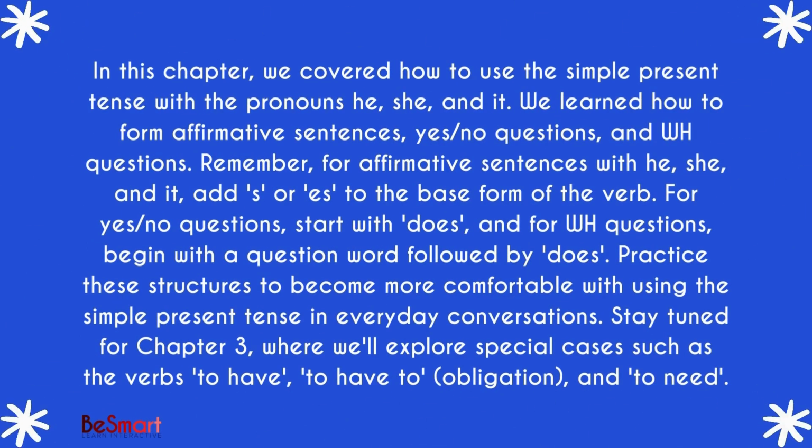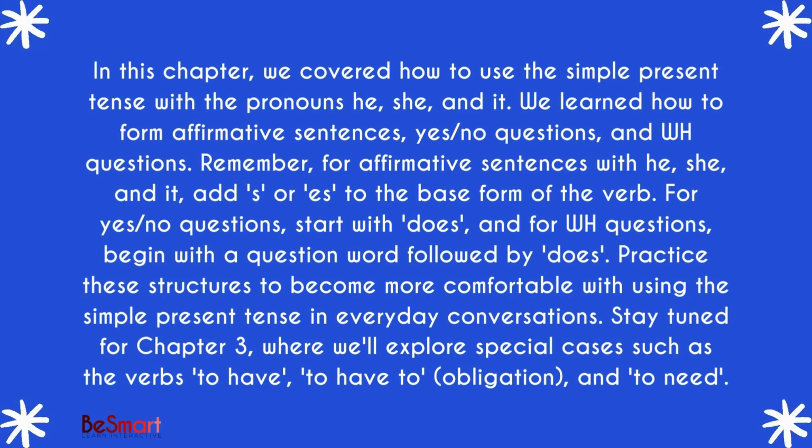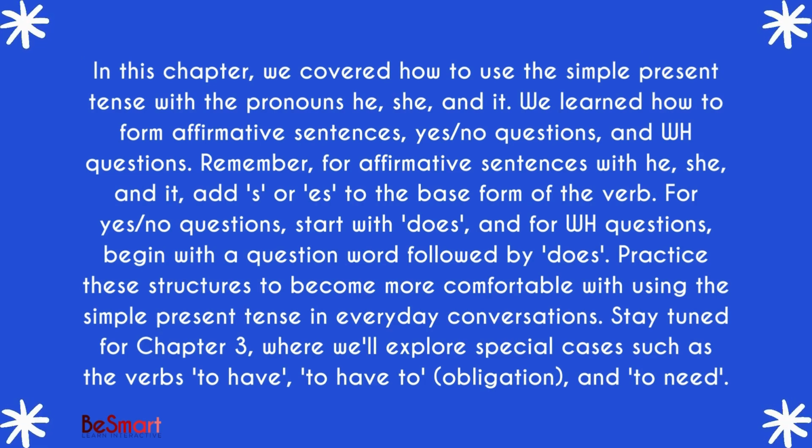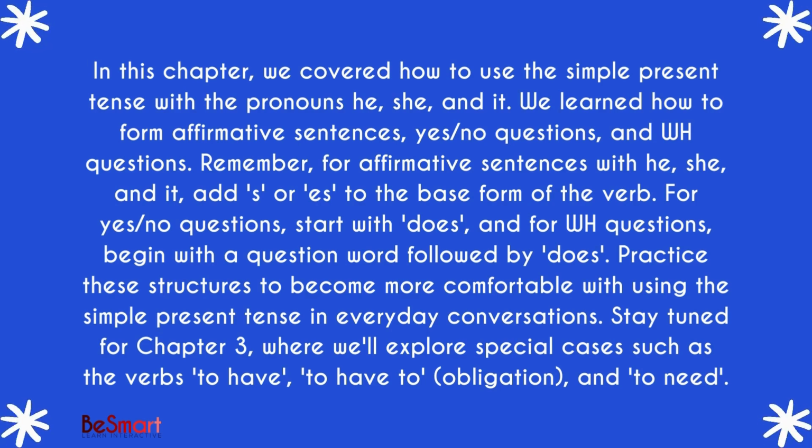In this chapter, we covered how to use the simple present tense with the pronouns he, she, and it. We learned how to form affirmative sentences, yes-no questions, and WH questions. Remember, for affirmative sentences with he, she, and it, add s or es to the base form of the verb. For yes-no questions, start with does, and for WH questions, begin with a question word followed by does. Practice these structures to become more comfortable with using the simple present tense in everyday conversations.